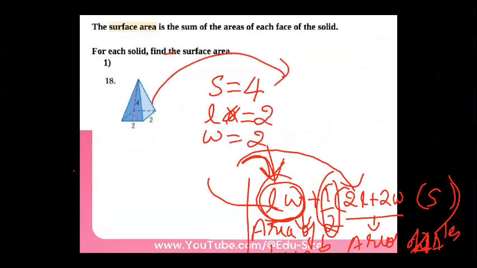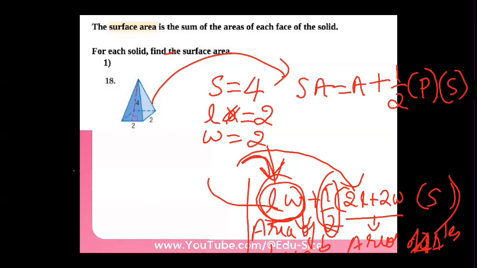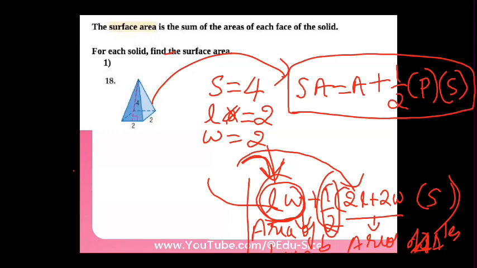Apply it in the formula. Just write surface area is equal to area of the rectangle plus half into the perimeter of the base, which is 2 plus 2 plus 2 plus 2, into the slant height. It's just a formula, you have to write it first, right? This is the area of the base, this is the perimeter, and this is the slant height, right? Okay, mashallah, beta. So now quickly add everything into the formula.